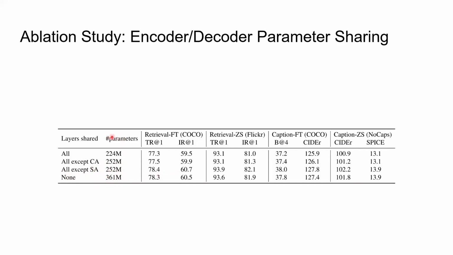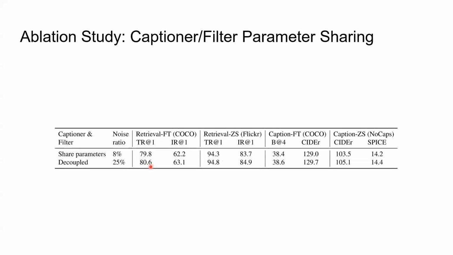None, you can see, actually has a larger number of parameters and performs worse than all except self-attention. And the final ablation study is for caption and filter parameter sharing, where you can see that when the parameters are shared, the noise ratio is decreased drastically, but similar to the first ablation study, when they're decoupled, the noise ratio is increased, but the performance is better.